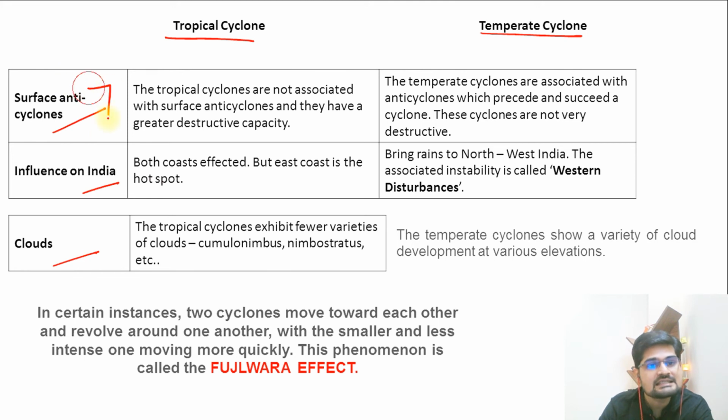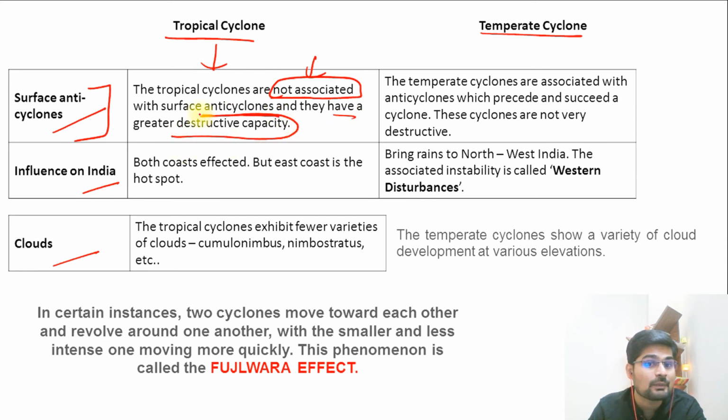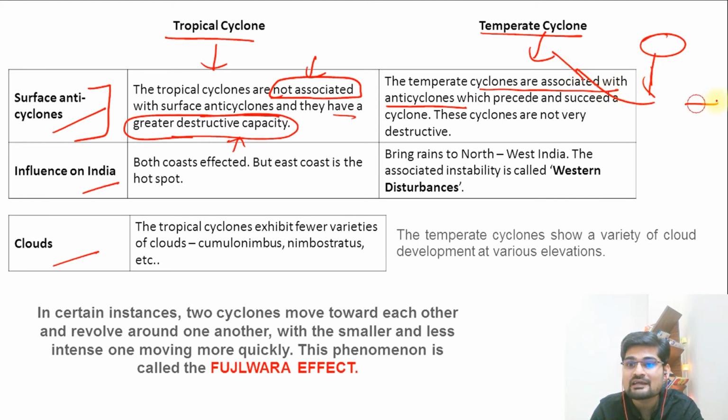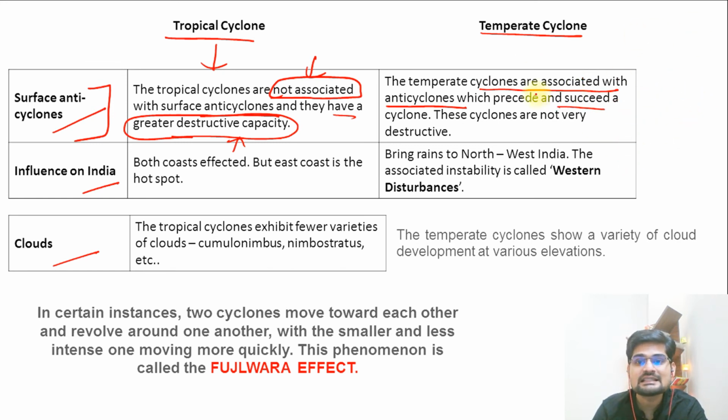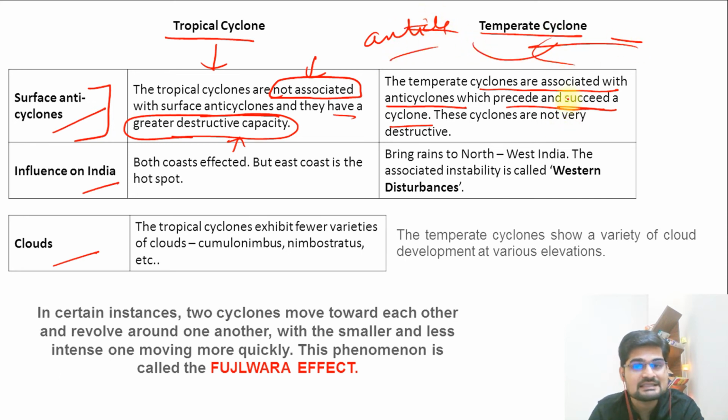So in terms of surface anticyclone formation, in terms of tropical cyclone, what happens? Tropical cyclones are not associated, remember this is a catch here, with surface anticyclones, and they have a greater destructive capacity, which is important. But remember what happens in temperate one. The temperate cyclones are associated with anticyclones. Remember why? Heavier air sits down, this air is pushed away. This is what the anticyclonic circulation is about, moving away from the center. So basically these anticyclones precede and succeed a cyclone. So before and after, it is an anticyclone, from where this cyclogenesis happens in temperate cyclone.